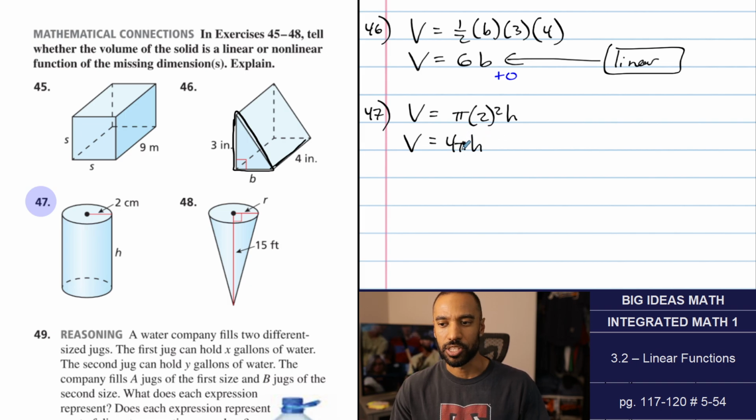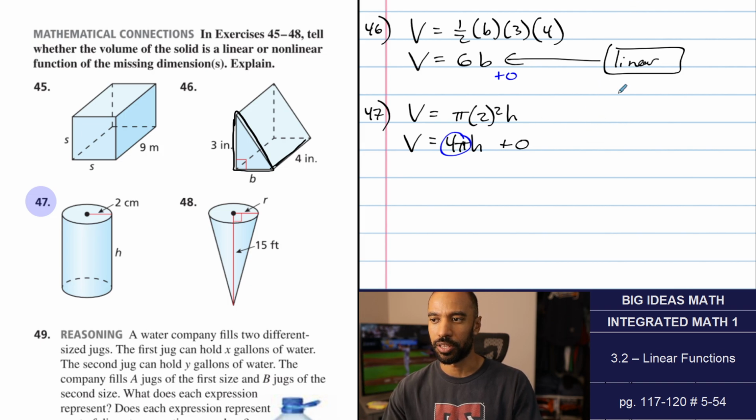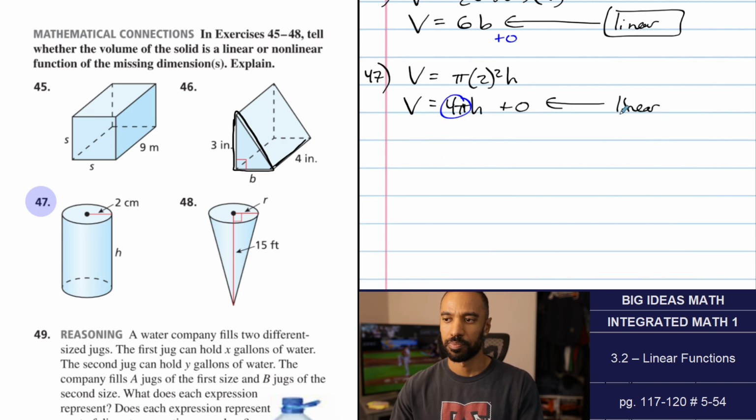Believe it or not, pi is not a variable. It is a constant, and h is to the first power, so is v. This could be plus 0. Y equals mx plus b. M could be 4 pi. All that kind of stuff. This is totally linear. We're all good in this case.